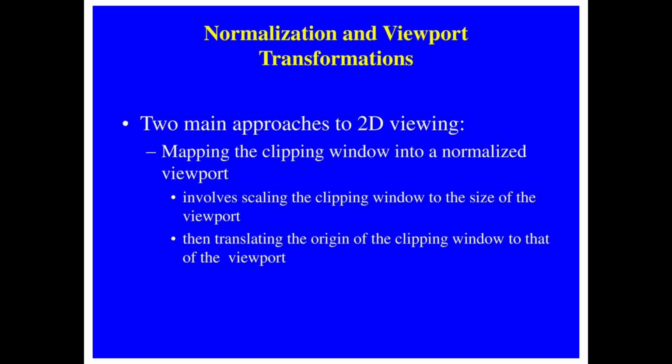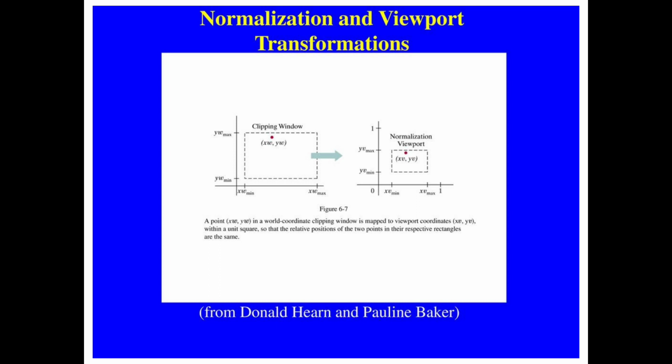window to that viewport. And this is the normalization and viewport transformation diagram, where a point xw and yw in the world coordinates clipping window is mapped to the viewport coordinates xv and yv within a unit square, so that the relative positions of the two points in their respective rectangles are the same. So you can see the diagram of the normalization and the viewport. This is the clipping window and the other side is the normalization viewport.